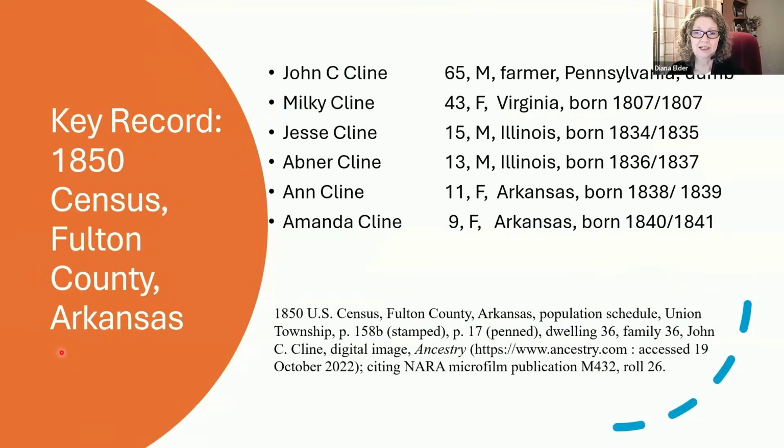I was very fortunate that John was listed in the 1850 census with a second family. So Milky would not have been Clumsy's mother. She would have been just about 10 or 12 years old and would not work for a mother. So she would have been a second wife. And then we see that there were 4 children born to John and Milky. So Jesse, Abner, Ann, and Amanda.